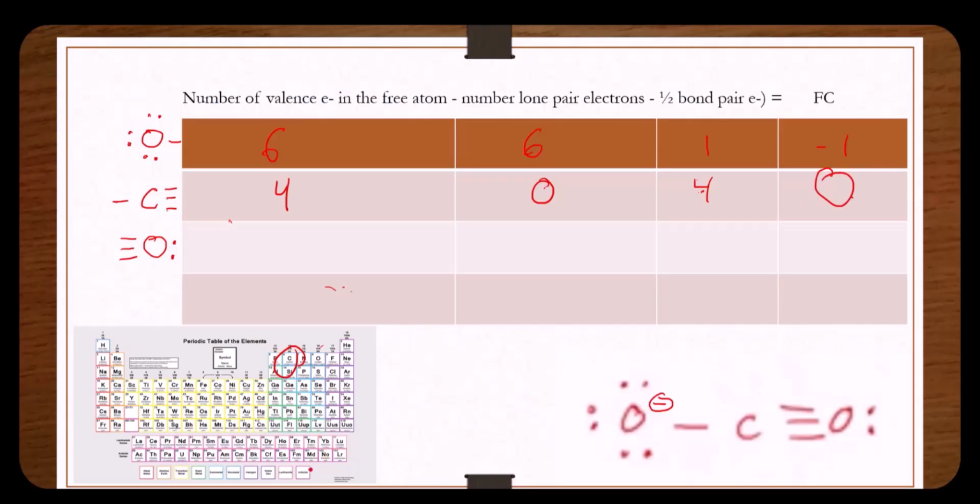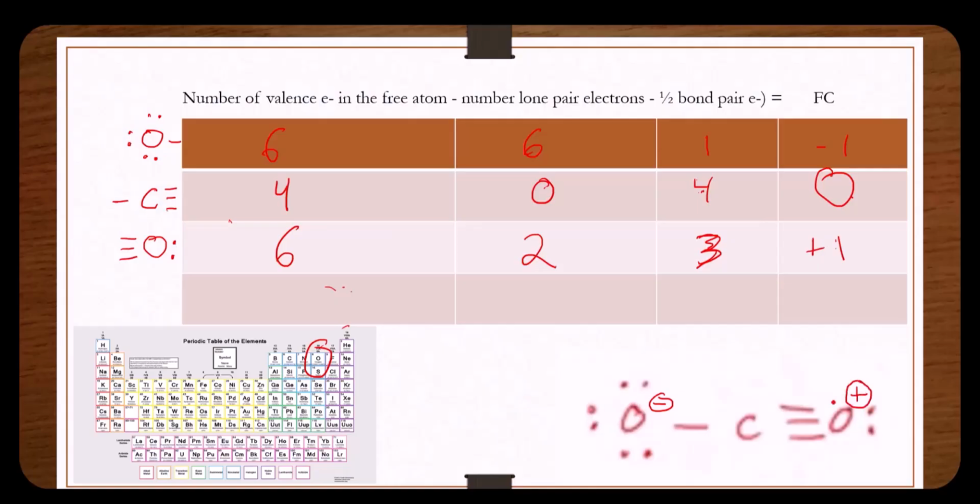In the last oxygen, we can find the number of valence electrons in the free atom by going to the periodic table. Oxygen is in group 6, so it has 6 valence electrons. It has 1 set of lone pair electrons, so it has 2 valence electrons for that. And it has 3 bonds. Each bond has 2 valence electrons, so that would be a total of 6 valence electrons. And we take half of those for the oxygen, so that would be 3 valence electrons. So 6 minus 2 minus 3 equals positive 1. And we can put this formal charge on this atom by putting the sign on it with a circle around it.